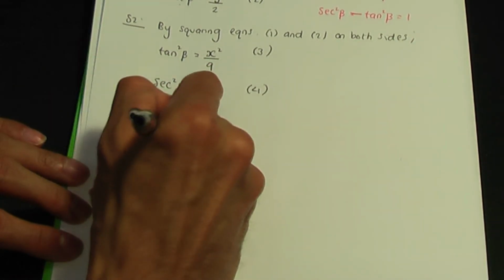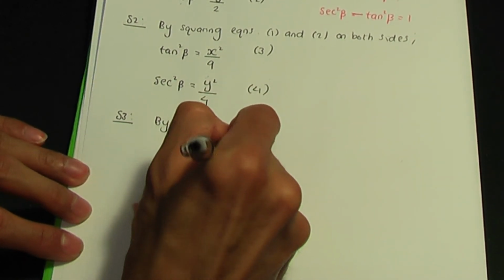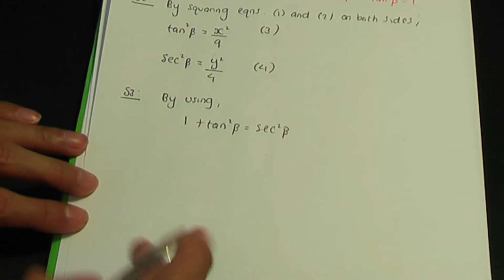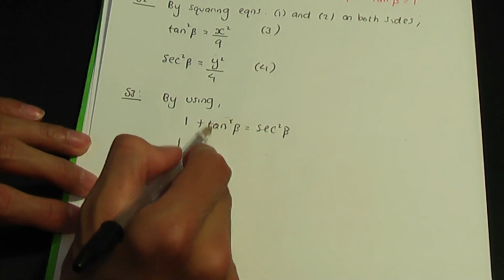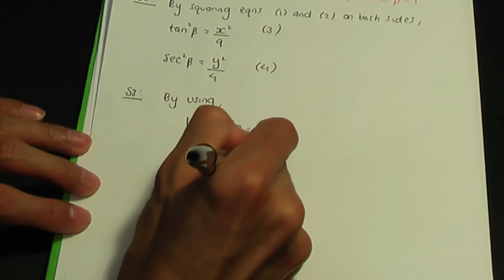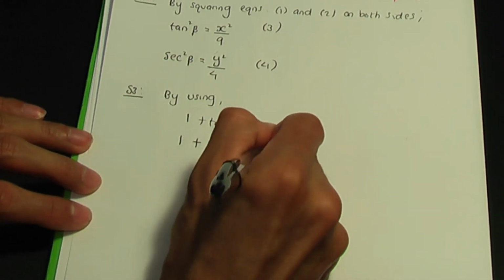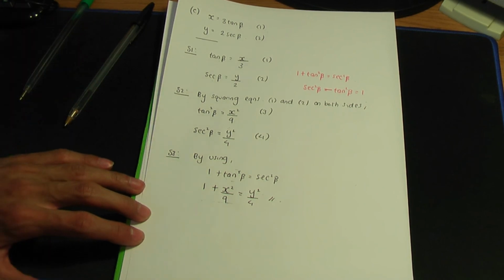Or you can just as well write your identity. So we're going to be using 1 plus tan squared beta equals sec squared beta. You can write your identity and then replace the terms. We're going to have 1 plus tan squared beta, from equation 3, is x squared over 9. So let me replace that by x squared over 9. And that's equal to sec squared beta, which is y squared over 4. So let's replace that by y squared over 4. And this is your equation involving x and y only, hence the Cartesian equation. Okay? So that completes part C.